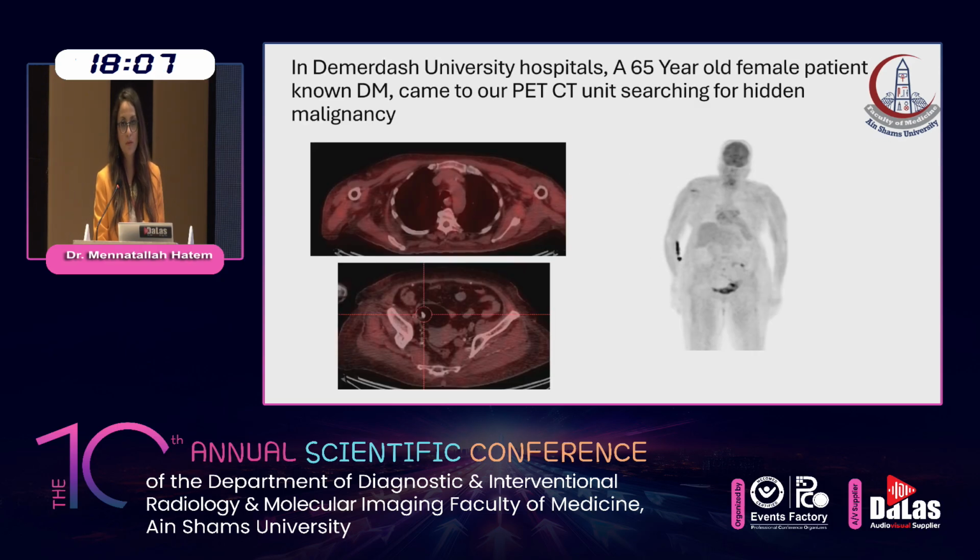This is a case, the only case that came in Demirdash, in our PET-CT unit. She was diagnosed with dermatomyositis and came to search for any hidden malignancy. Fortunately, she did not have any malignancy. She only had a dermoid cyst with a calcific focus, and she had symmetrical, diffuse, low FDG uptake along all her muscles, along her body. No sign of activity, so she was a lucky patient, but she was the only one who came to our unit, so I decided to include it in this presentation.